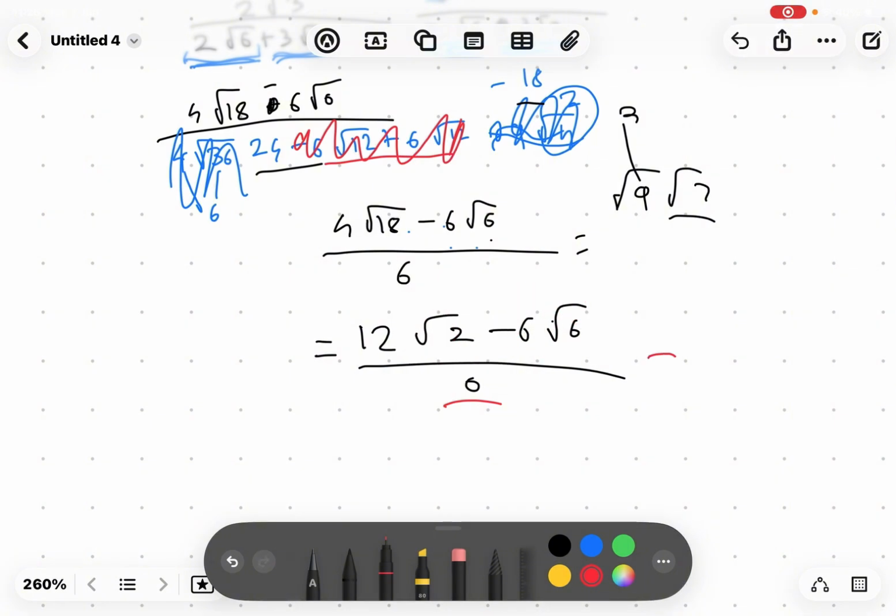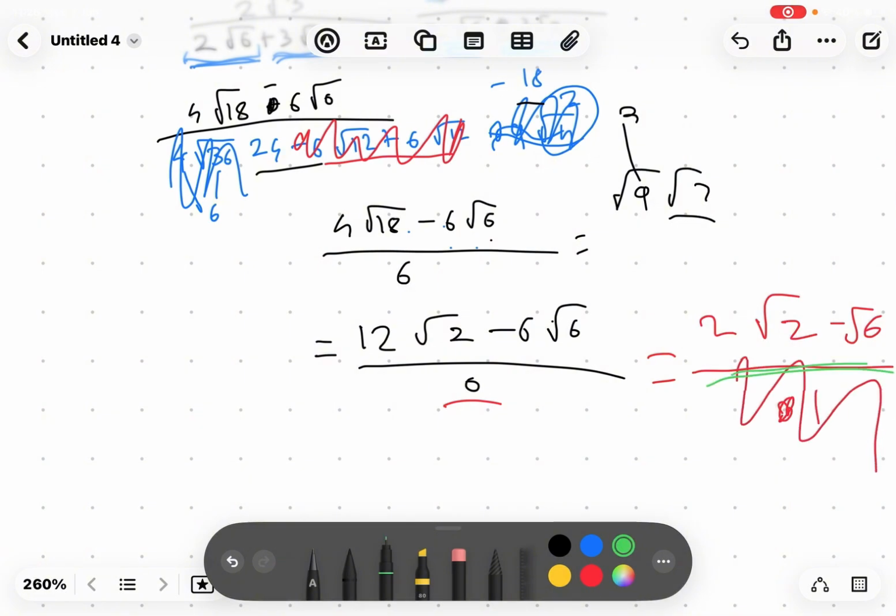So 2 square root of 2, take away 1, but because 1 is times by this, it doesn't matter, you can just put this divided by 1, so it doesn't matter, so this is the final answer.